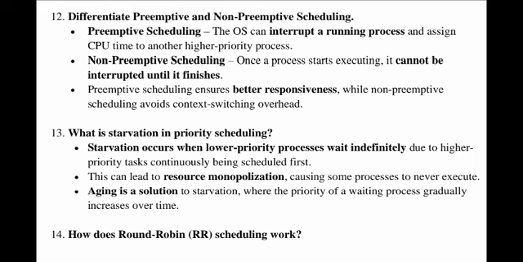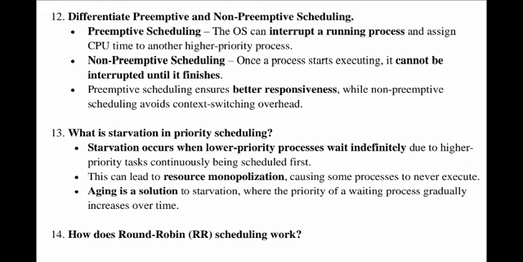And then coming to the 12th question, differentiate preemptive and non-preemptive scheduling. Preemptive scheduling, the OS can interrupt a running process and assign CPU time to another higher priority process. Non-preemptive scheduling is once a process has been started, it cannot be interrupted until it finishes.